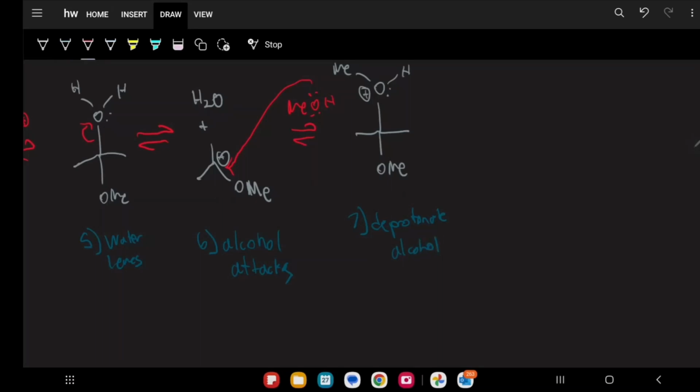This can again be accomplished by several things. Here I'll use MeOH. Those electrons will move back to the O, neutralizing the molecule, and we'll be left with the acetal.